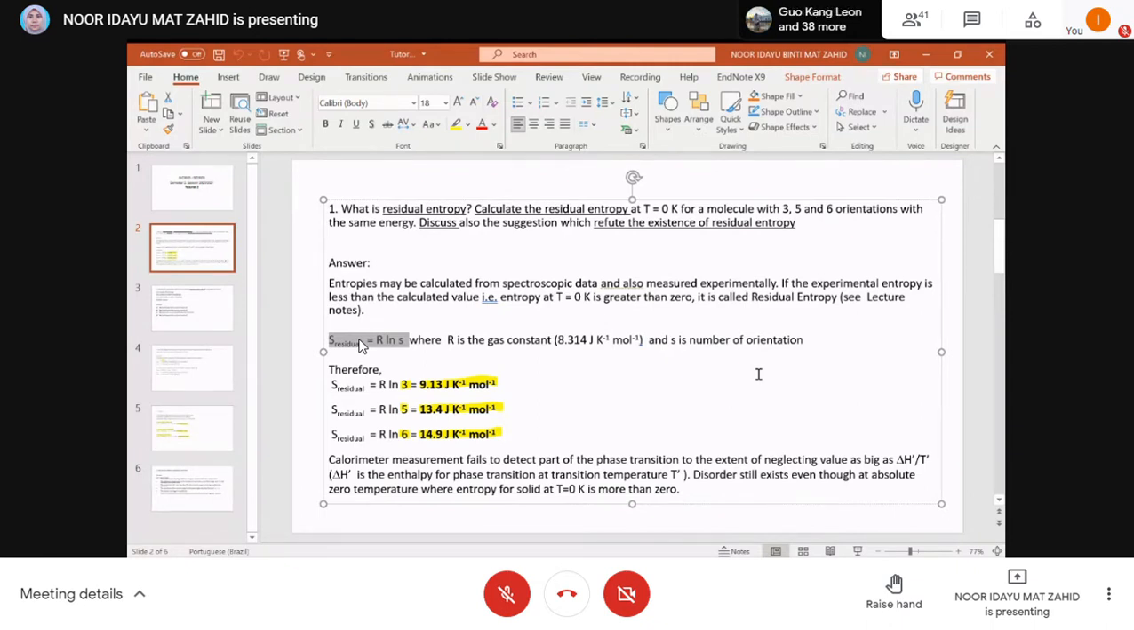So straightforward, for 3 orientations, the residual entropy would be 9.13 joule per Kelvin per mole. 5 and 6 orientations would be 13.4 and 14.9 joule per Kelvin per mole respectively. From the unit, it tells you that this is an example of molar properties, because the unit is per mole. So without telling you or writing the molar symbol, you should know that this is a molar property.